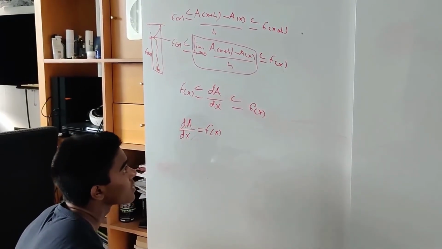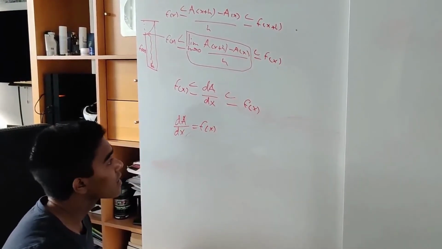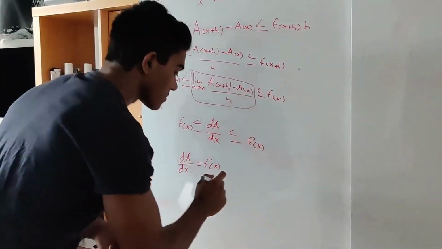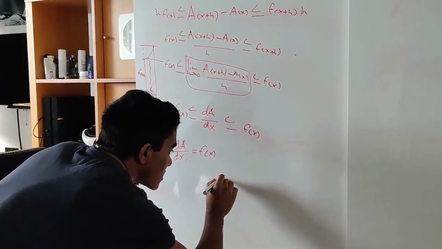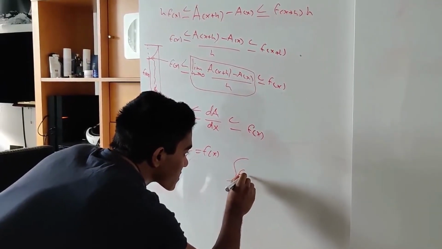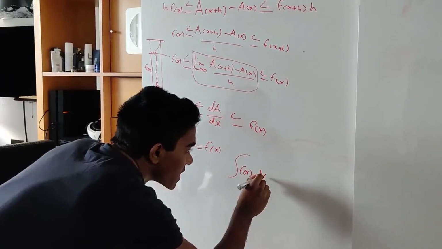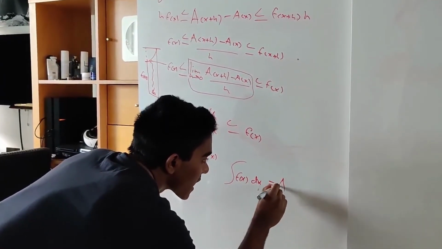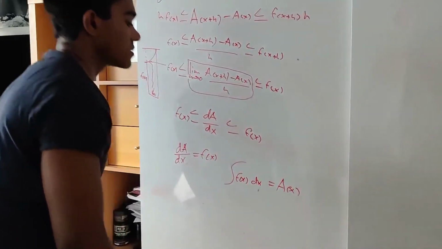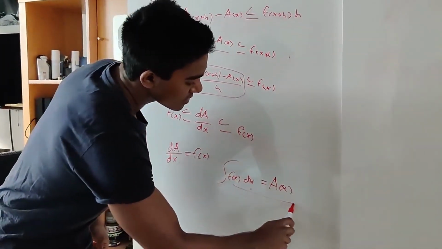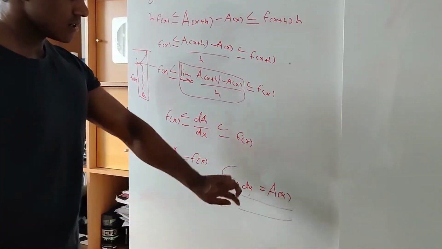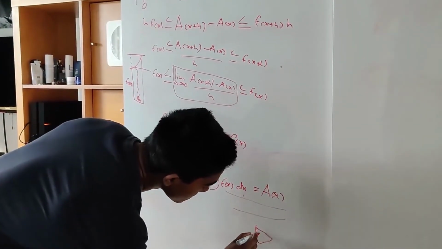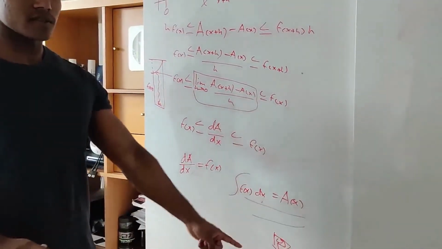And now we've got a function, and if we are then to integrate this function, we will end up with something looking a bit like this. So if we integrate f of x in relation to x, we then get the area in relation to x. And this is the proof that integration is related to area under a curve. And that's the filled up square.